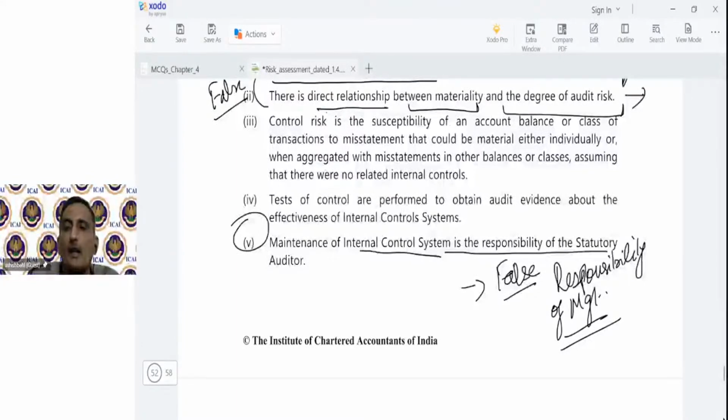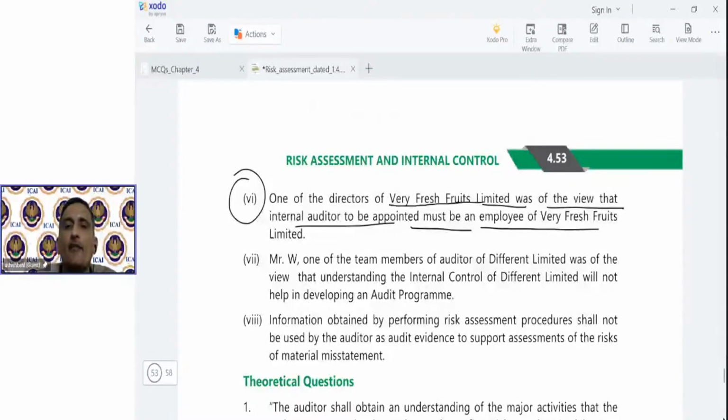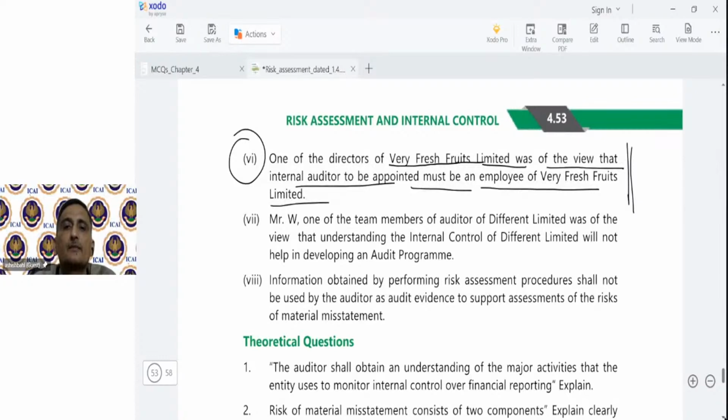Okay. And one of the directors of Very Fresh Fruits Limited was of the view that internal auditor to be appointed must be an employee of Very Fresh Fruits Limited. Is his opinion correct or incorrect?